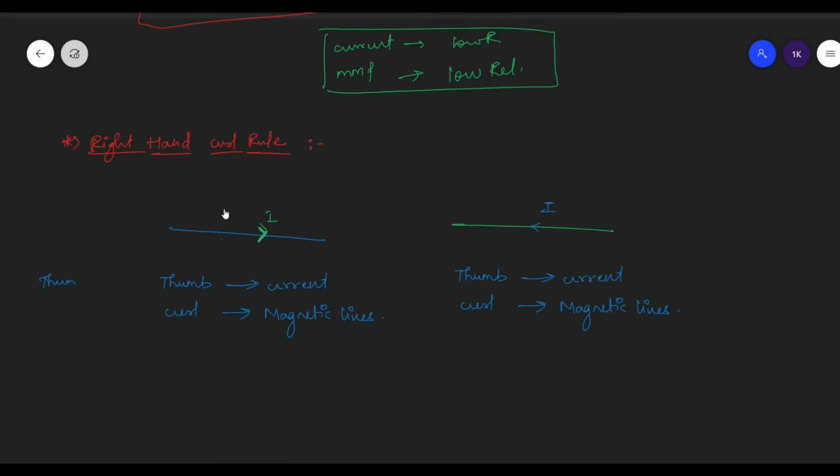Now the remaining four fingers, which are surrounding the conductor, are nothing but your magnetic lines, which is nothing but the remaining curl, we can say. So those are indicating magnetic lines, and the thumb direction is indicating the current direction. So magnetic lines are coming out from the top position of the pen.